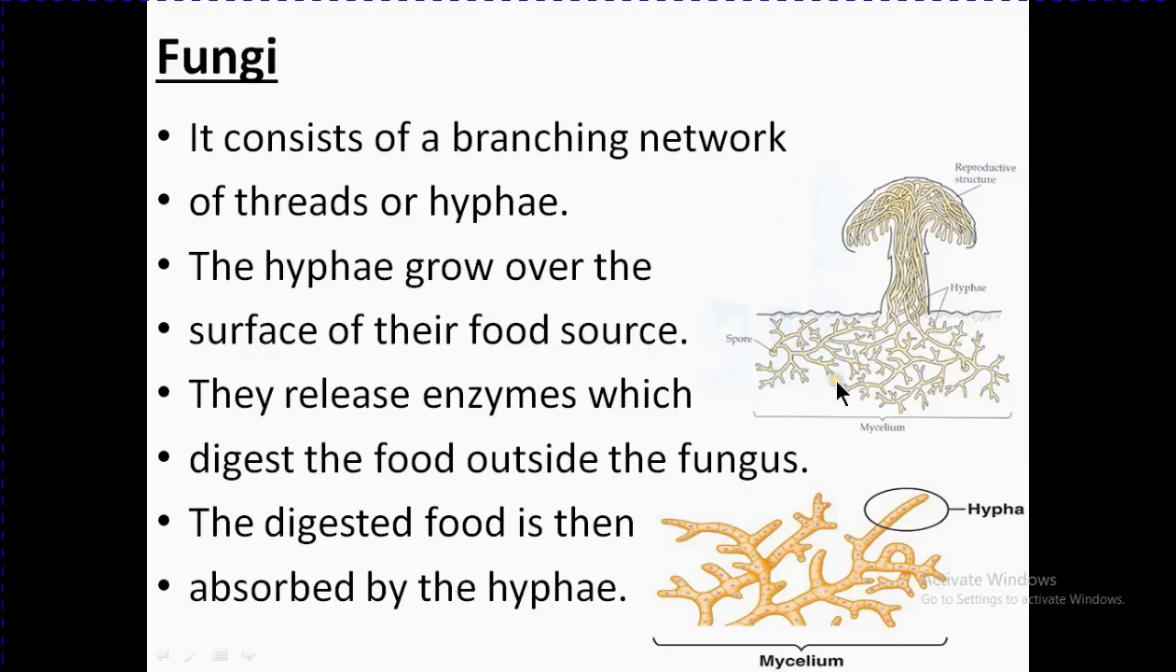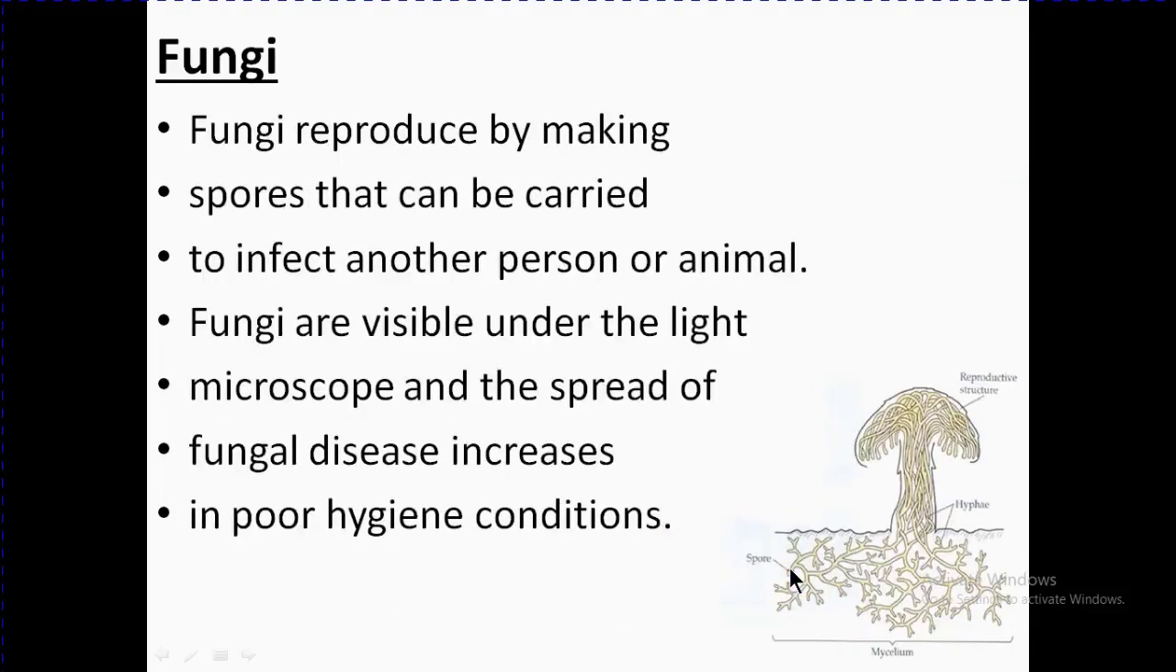They know where the food is present, so instead of moving there, since they don't have hands, what they do is spread these kinds of threads and start to absorb the food. They release enzymes which digest the food outside the fungus. These threads first capture, or you can say surround it, and first they release enzymes. These enzymes digest the food, and after that the digested food is then absorbed by the hypha. So then these hypha absorb the digested food with the structure that they have.